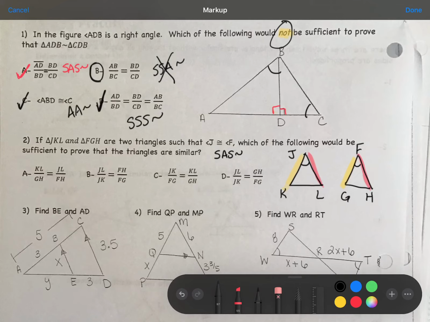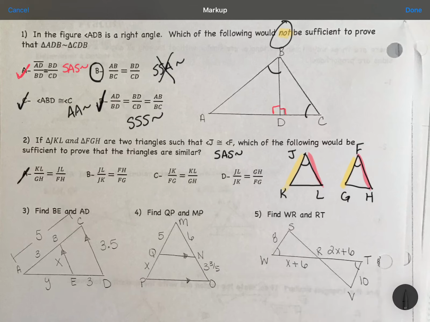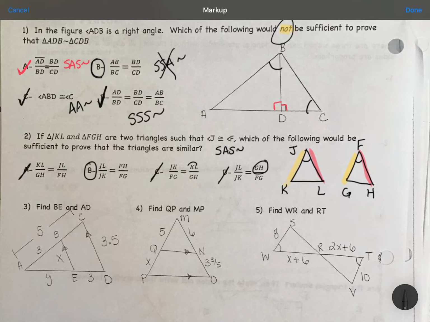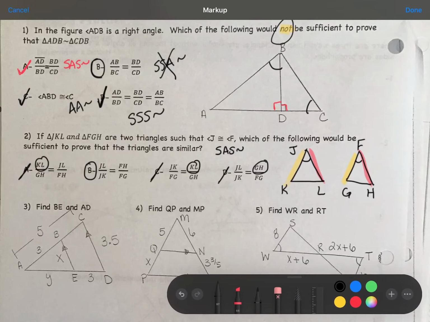So if I look, A does not, so A is out. B does. It's got the correct sides. And C does not because of KL. And D does not because of GH. So these are including sides that we do not need that aren't correct. So my answer would be B. B is the correct answer there.